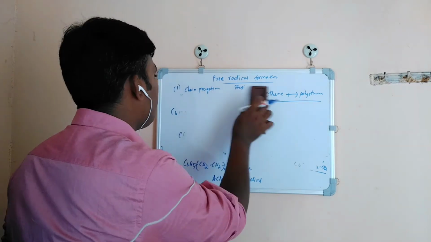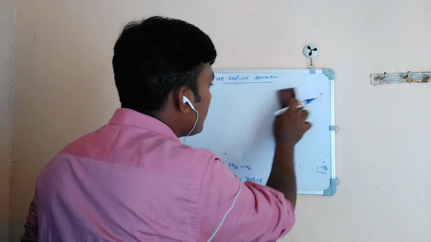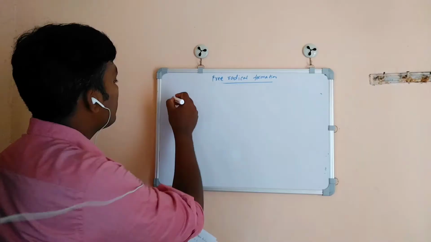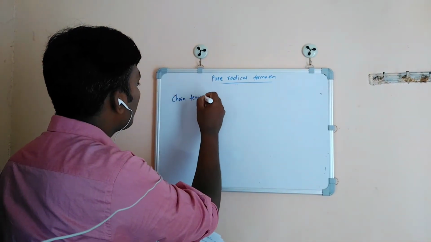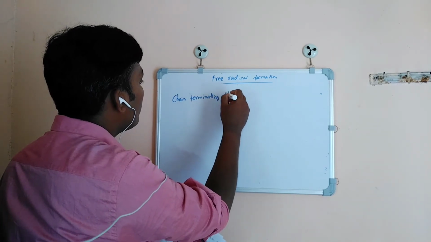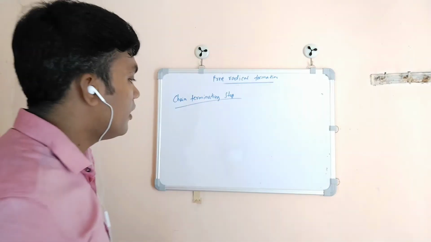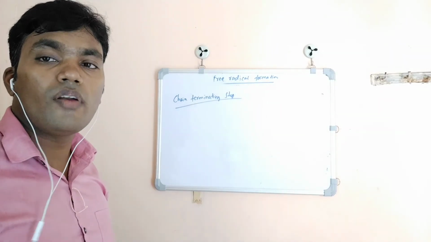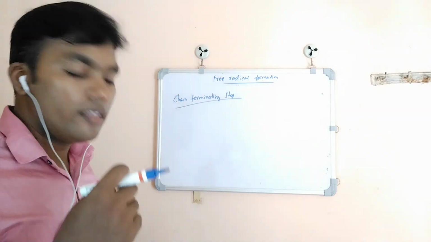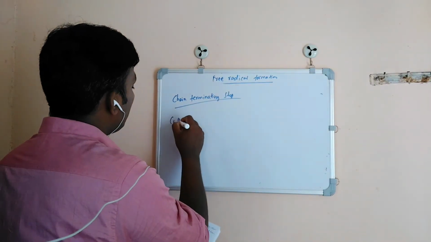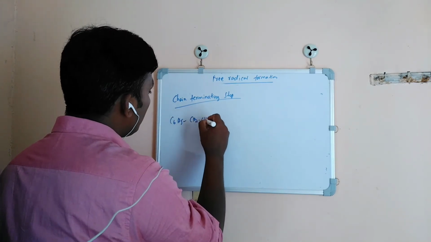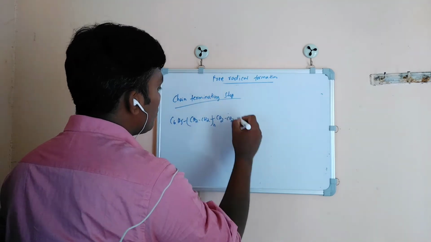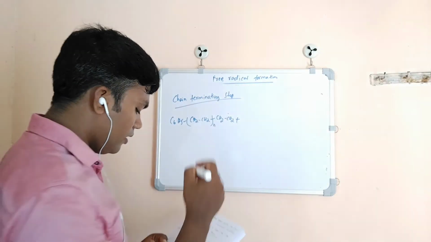The chain terminating step is a very important step in polymerization reactions, where the desired polymers are actually formed. In the chain propagation step, we got the bigger free radical molecule, which reacts with another bigger free radical molecule available in the reaction system and forms the desired compound. C6H5CH2 reacts with another molecule available in the reaction.